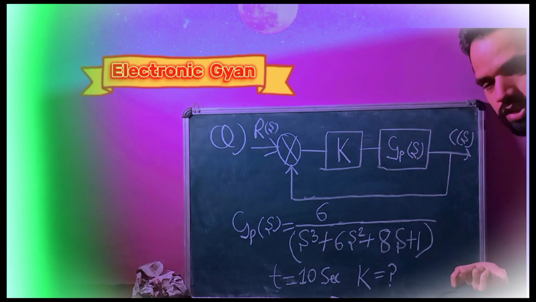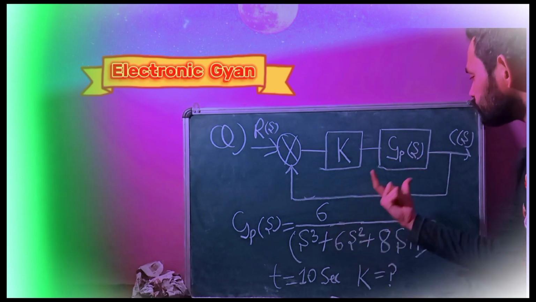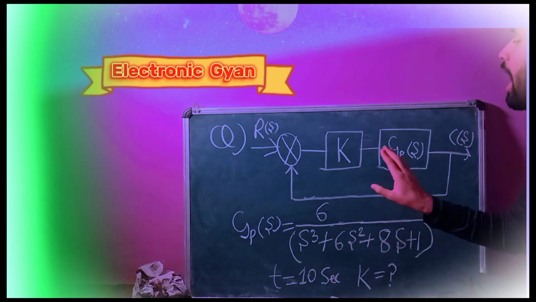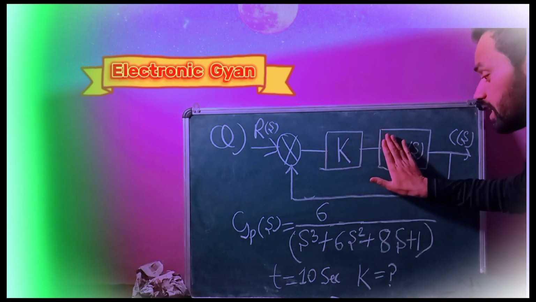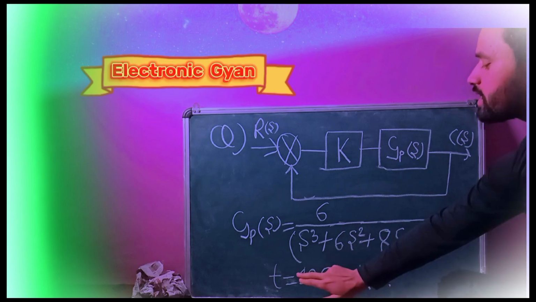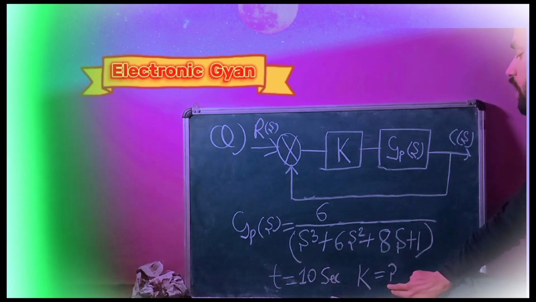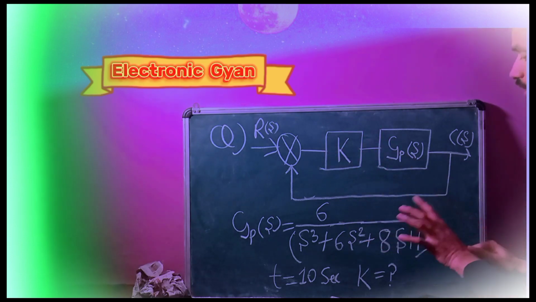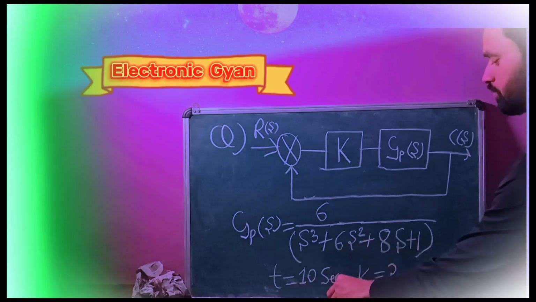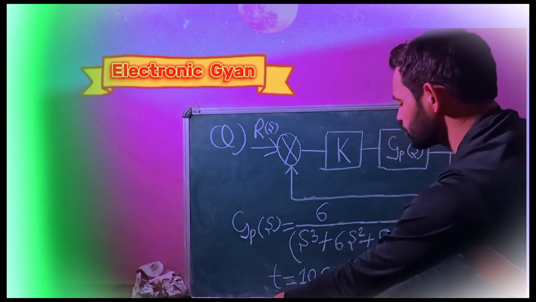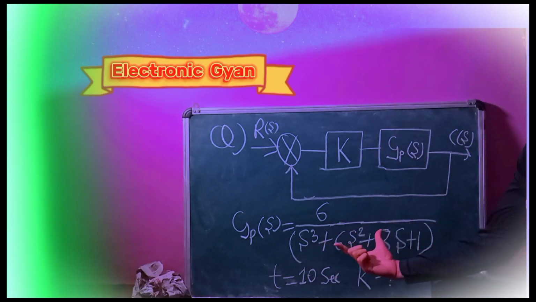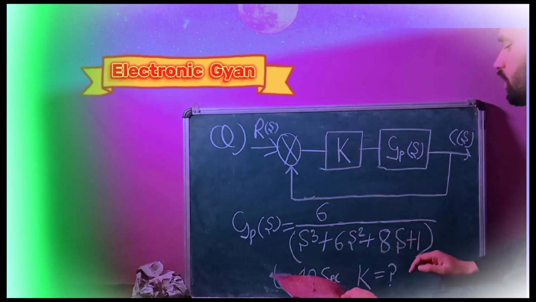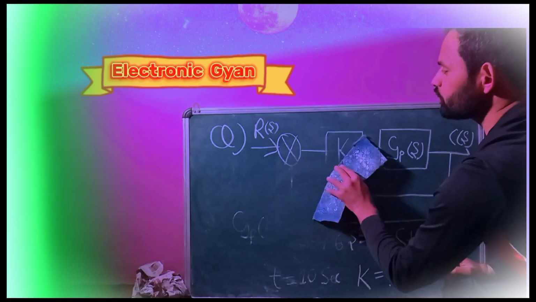In this third order system, the plant is given as this, which is third order, and it says that this system will settle within 10 seconds, meaning the settling time is 10 seconds. Then what is the value of the gain of the system? Now see how to solve this. First you note this down, and after that you can check it.